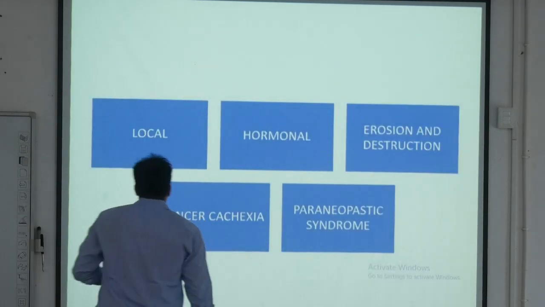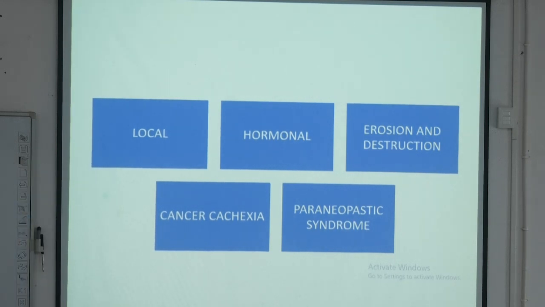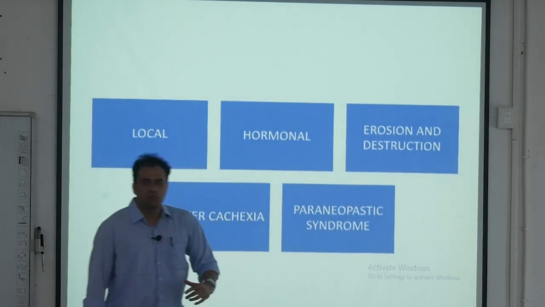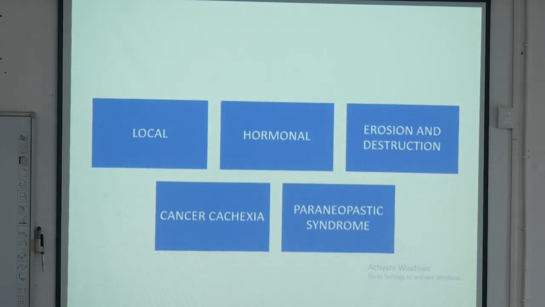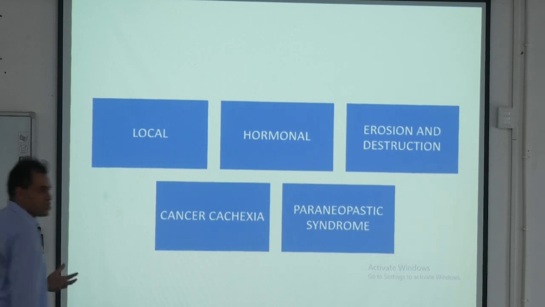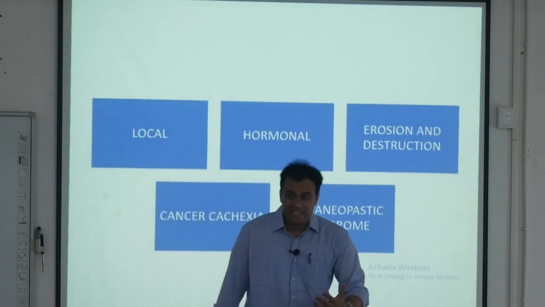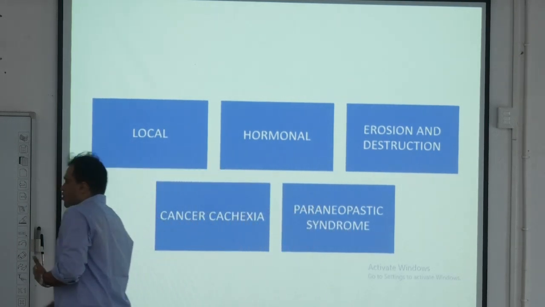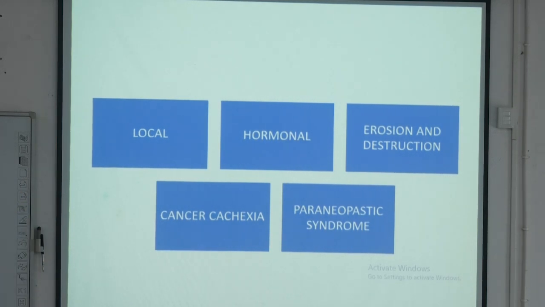So, these are the points to remember. Local and hormonal effects you can club together. Then you have erosion and destruction, cancer cachexia, and paraneoplastic syndrome. Again I'm telling you, paraneoplastic syndrome is the most important. So it has a local and hormonal effect, then erosion and destruction because of pressure. You have cancer cachexia, where the person becomes thin and emaciated because he or she loses muscle and fat stores. And then you have the paraneoplastic syndrome. If there's some spelling mistake, please forgive me, I'll rectify it.